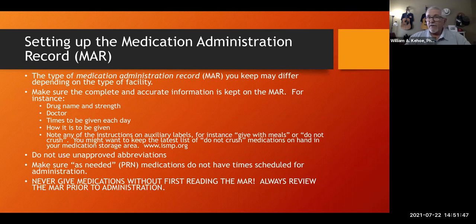So never, ever, ever give medications without looking at the MAR, reading through it, making sure you understand exactly what you're doing and that it's correct.